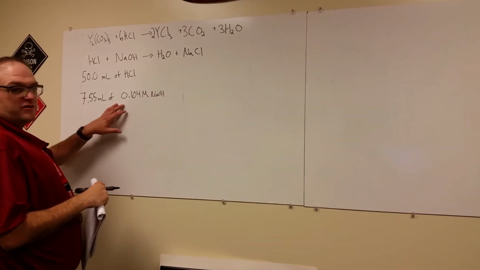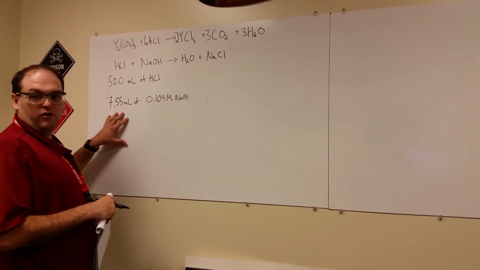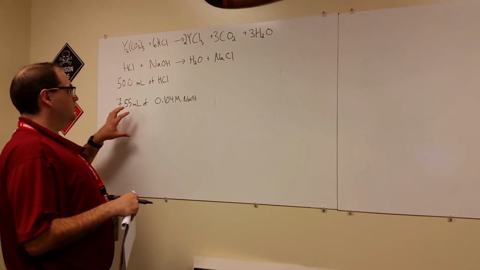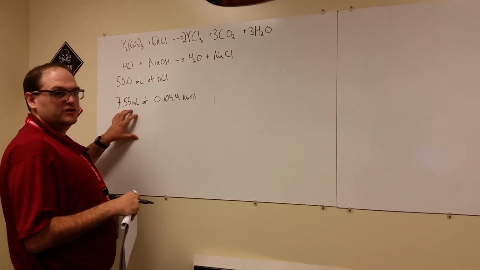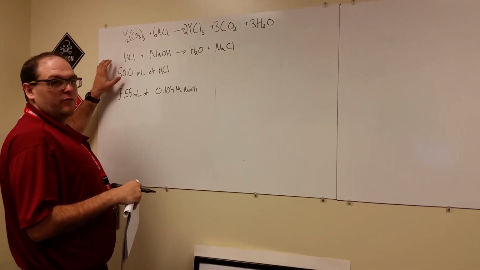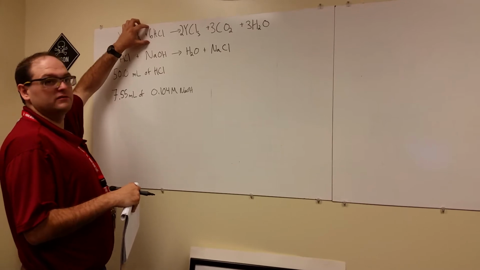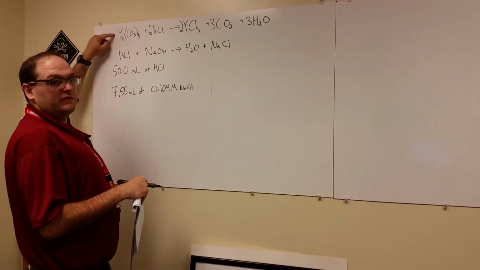Okay. So this is our starting point right here. I know it seems really far away from all the stuff we've talked about, but we need to find out how much hydrochloric acid we have left. And once we find out how much hydrochloric acid we have left, we can put it into here to find the amount of yttrium carbonate.